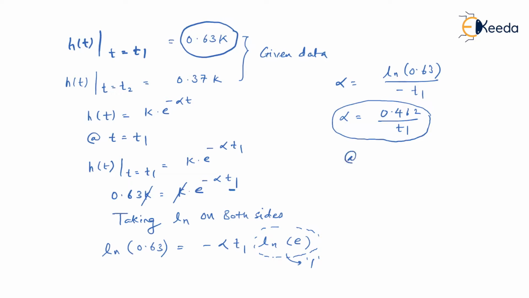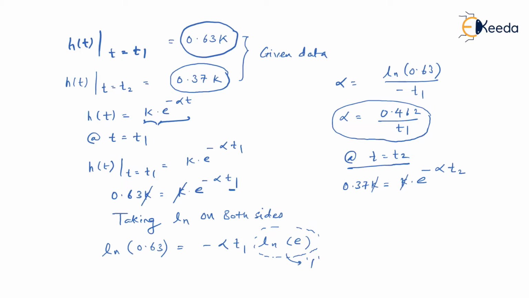So at t equal to t2, what is the value of h of t? The value of h of t is 0.37k. Then I can write 0.37k, and on the right hand side I'm going to write the standard expression for h of t, which is k times e to the power minus alpha, but this time I'll specify t2. Again k and k get cancelled.